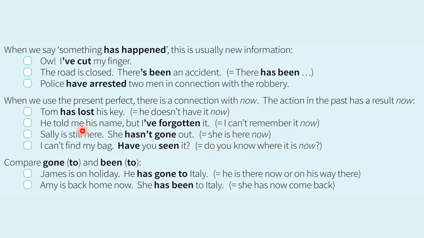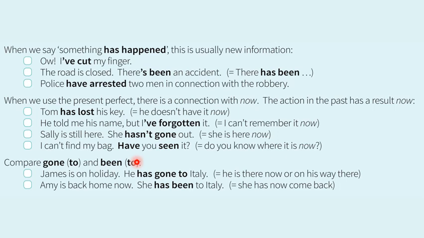The other verb that is always related to the present perfect: I can't find my bag. Have you seen it? I'm looking for someone. Have you seen it? So the action of the sentence is related to the time of speaking. So see can be used in the present perfect if the action is related to the time of speaking.